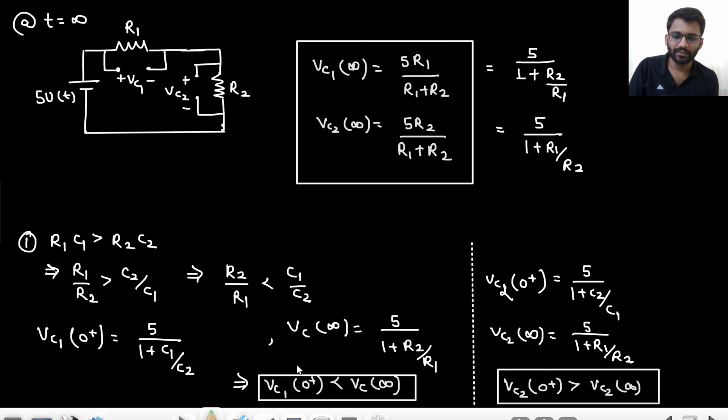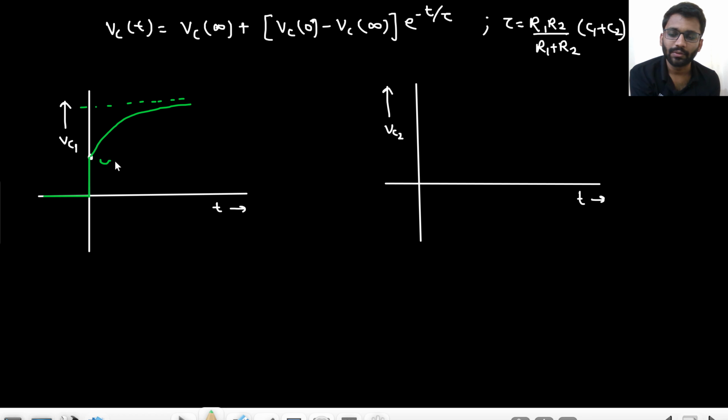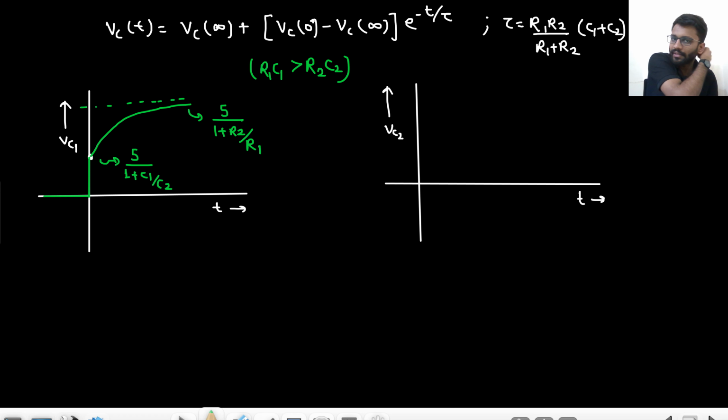So what is this value? VC1 at 0 plus is 5 upon 1 plus C1 by C2. And what is this final value? That is 5 upon 1 plus R2 by R1. We are talking about the case R1 C1 is greater than R2 C2. We are talking about this case, right?